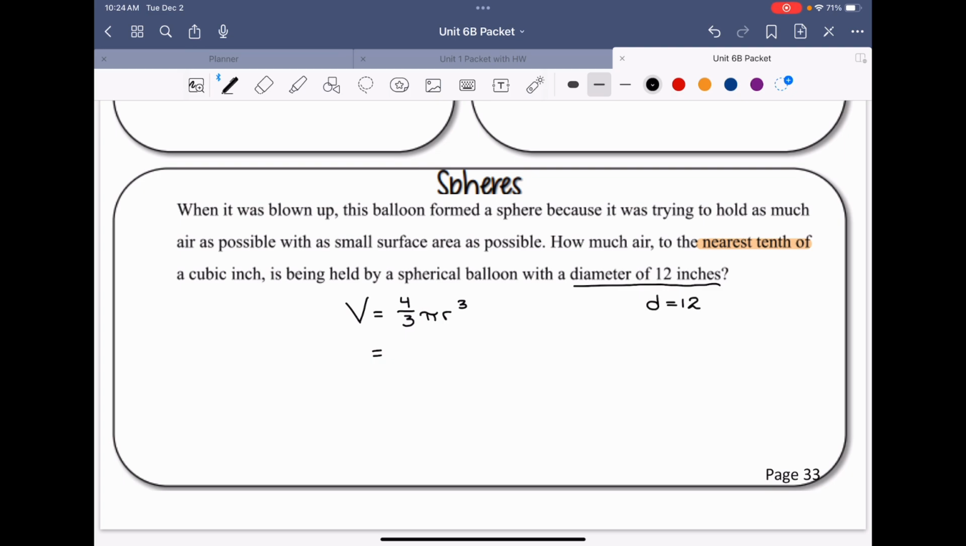All right, the diameter is 12, which means that the radius is 6. So 4/3 pi times 6 cubed. Make sure that the 6 is being cubed, not anything else. 4/3 pi times 216. Multiply it all together. 904.778642. Nearest tenth, so one space after the decimal, approximately 904.8. And this is inches cubed.